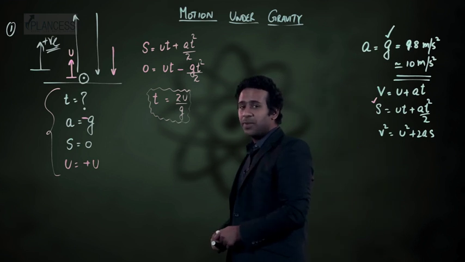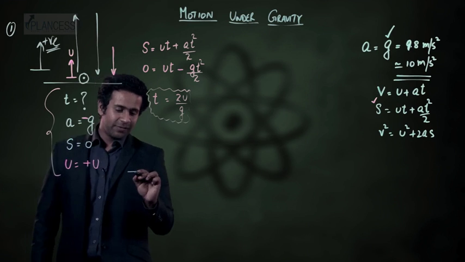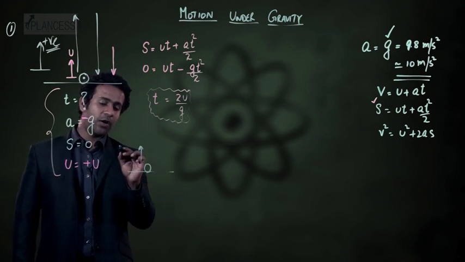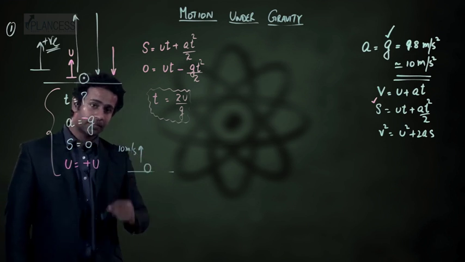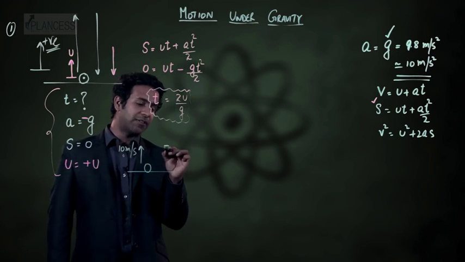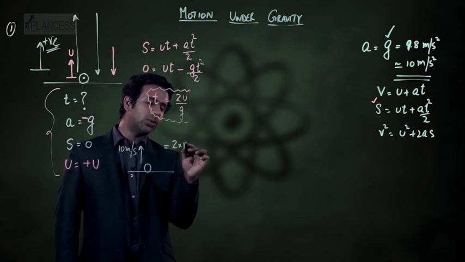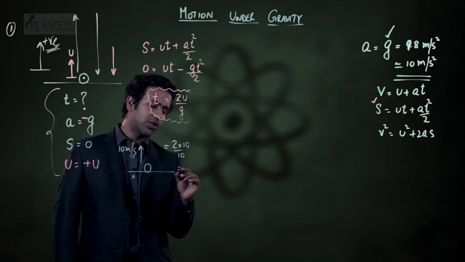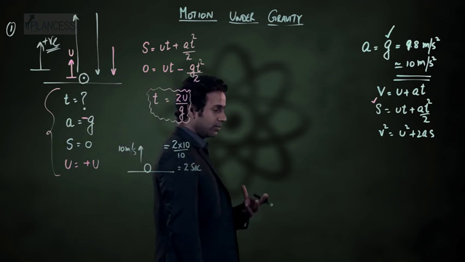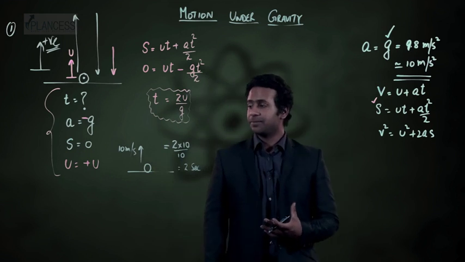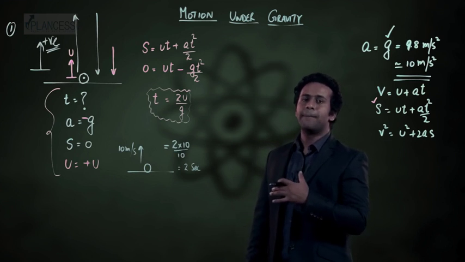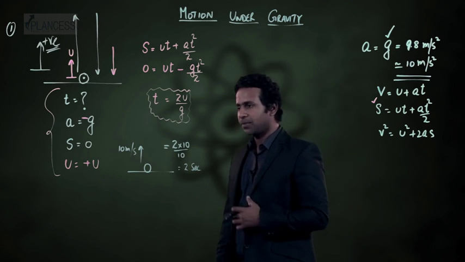So what does this mean? This means that if from the ground you throw a ball upwards with a speed of 10 meters per second, then it would come back to its original position after a time of 2 into 10 by 10, which is 2 seconds. So a ball which is thrown upwards with a speed of 10 meters per second takes 2 seconds to come back to its original position, right?